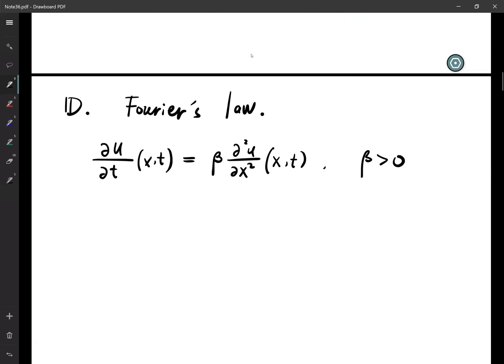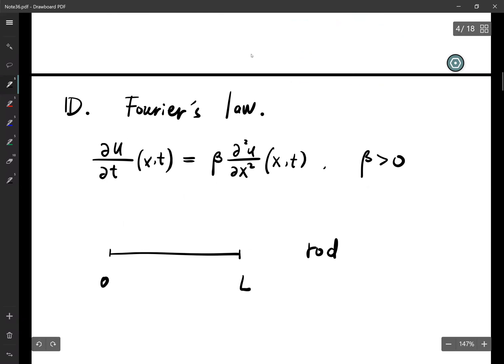So what's the physical meaning of it? It describes the following process. Let's say that we have a one-dimensional rod of length L, so that I can parameterize each point on the rod by a number x between 0 and L. And now I look at any point here, which is x. I have a function u(x, t) describing the temperature.